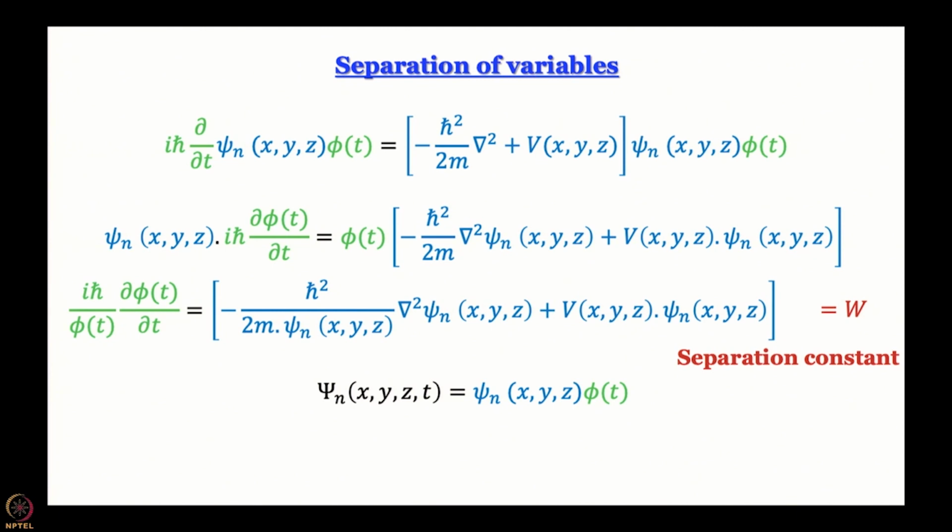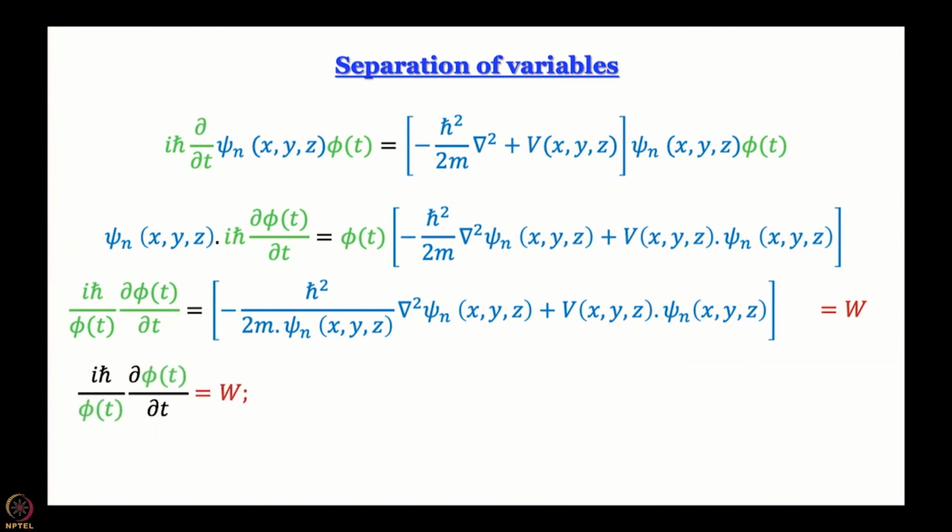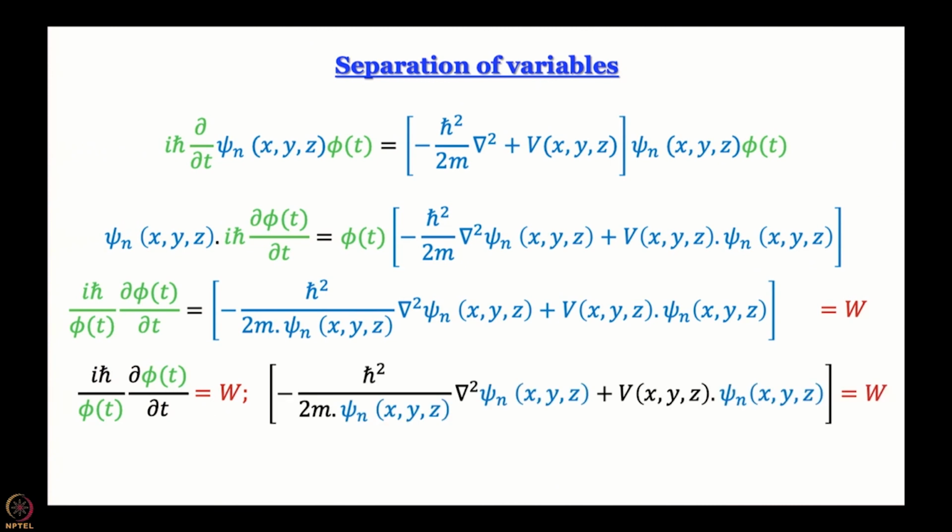The time dependent equation that we have is i h cross by phi of t multiplied by del phi t del t. In fact we might as well write d phi t dt here because it is no longer a partial derivative, and the time independent space dependent part is this. It is very easy to solve the time dependent wave equation, anybody can do it, and when you do it the solution that you get is e to the power minus i W t divided by h cross.